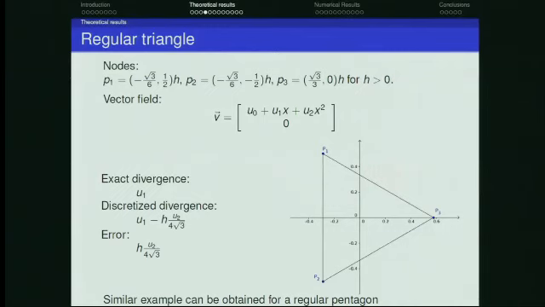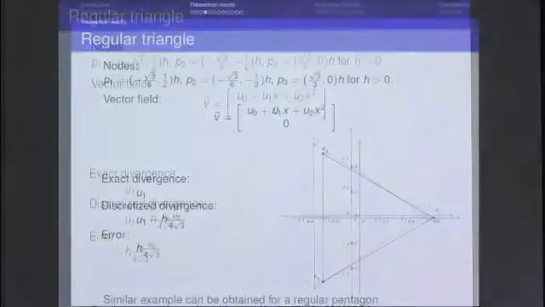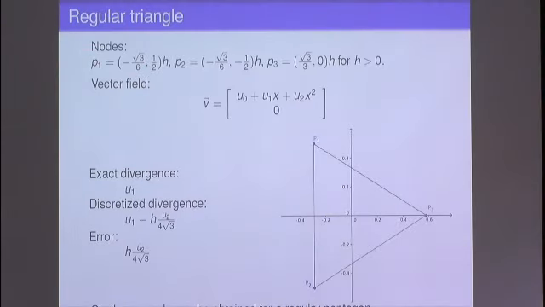You have here a regular triangle with the points P1, P2, P3, and H is the length of the three edges. You get this simple vector field, which is mainly in the x direction, and it's just a quadratic function. The exact divergence is U1. You discretize this, and the error is of order H. So you're stuck with first order.